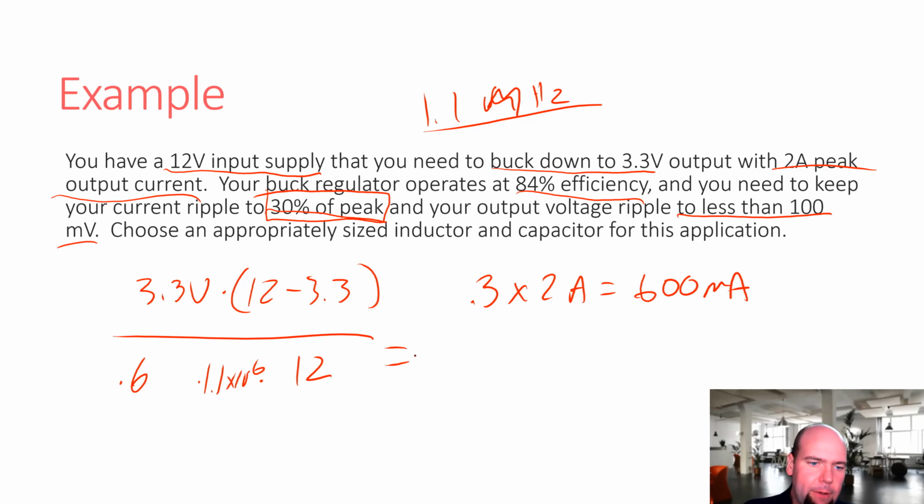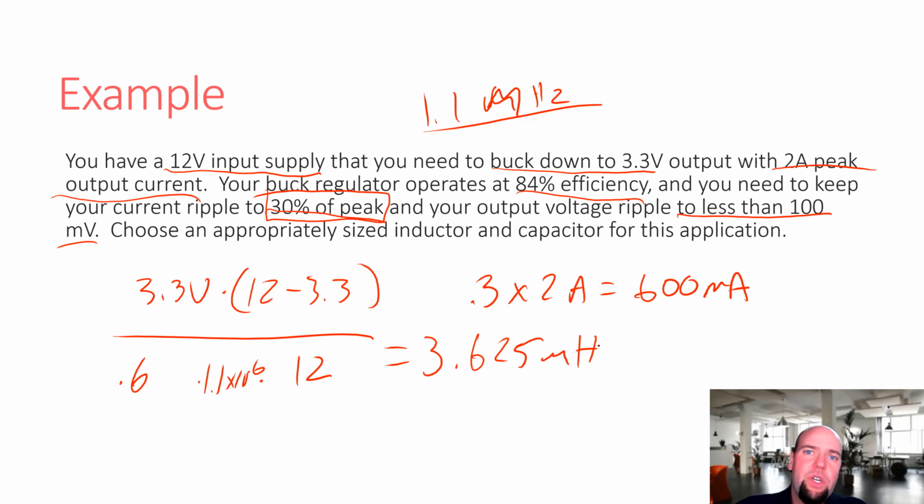So I'm getting 3.625 microhenries. Okay. So we're going to need at least a 3.625 microhenry inductor to keep our ripple low.